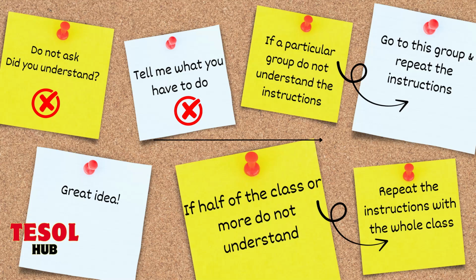So there are 2 questions you cannot use while giving or checking the instructions. You cannot say, did you understand? And you cannot say, tell me what you have to do. But what if a particular group in your class does not understand the instructions? It doesn't matter at all. Just go to the group and repeat the instruction. Another great idea: if half of the class or more do not understand, it means that you're going to repeat the instruction with the whole class.